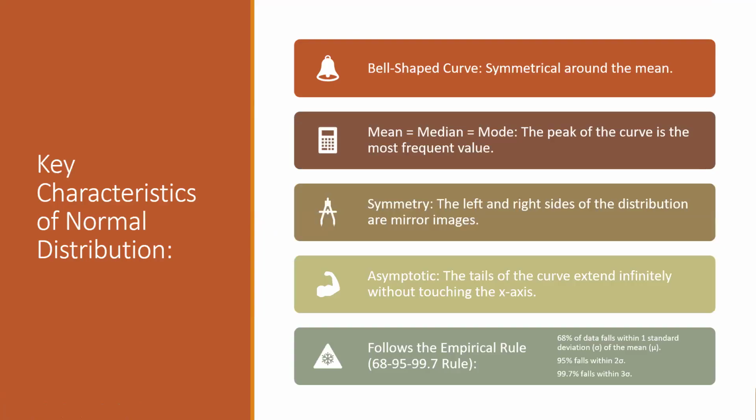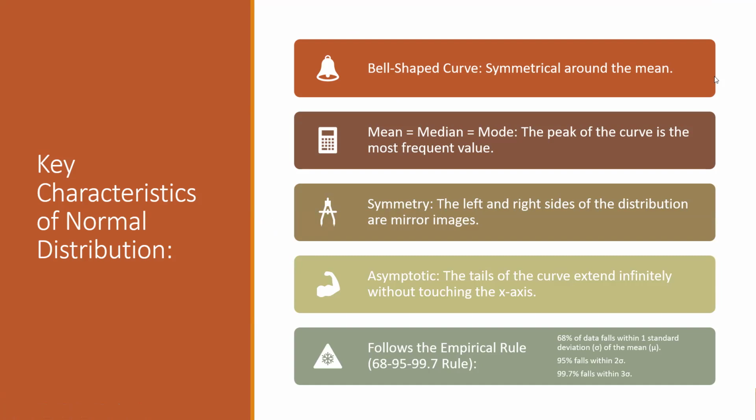So these are some of the key characteristics of normal distribution. Bell-shaped curve, symmetrical around the mean, and then mean, median, mode, all of them are equal. The peak of the curve is the most frequent value.